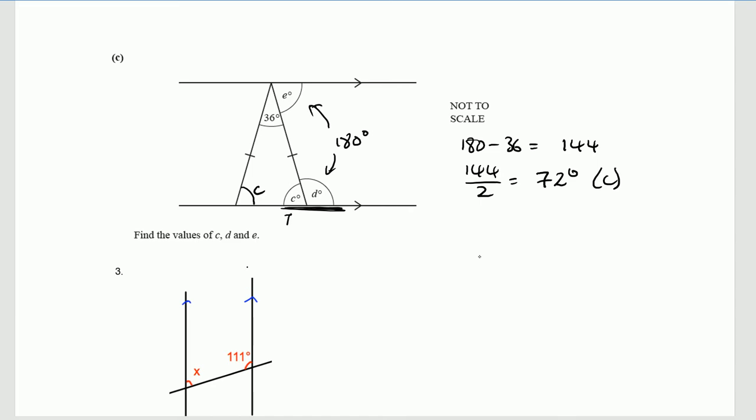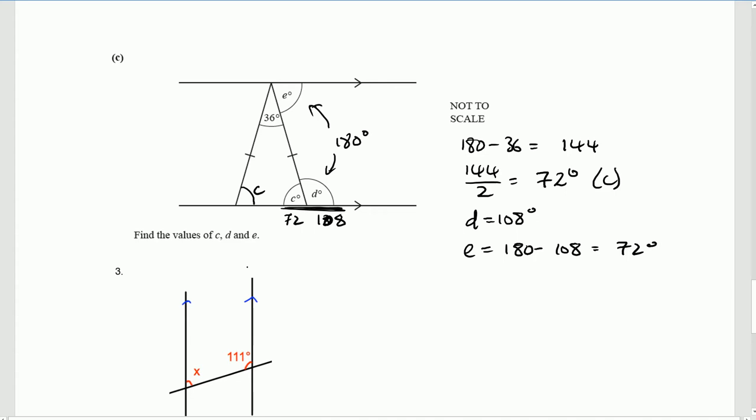Now if this is 72 degrees on this side, and the whole thing makes 180 degrees, then I can say that D is 108, because they add up to 180. So D is 108 degrees. And remembering my interior angles rule, I can now say that E and D add up to 180. So E must equal 180 minus 108, and that gets me 72 degrees again.